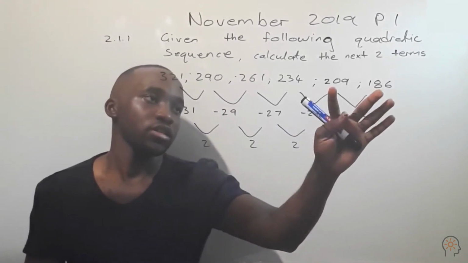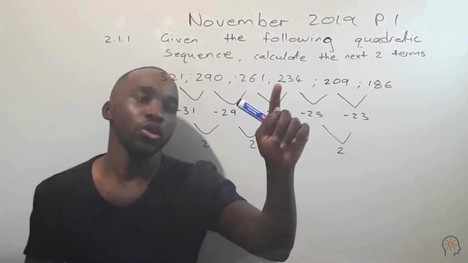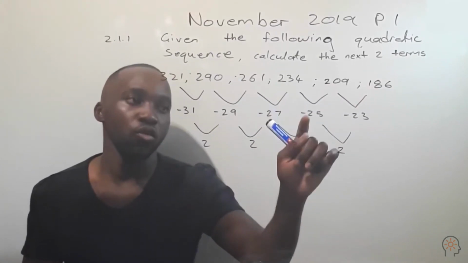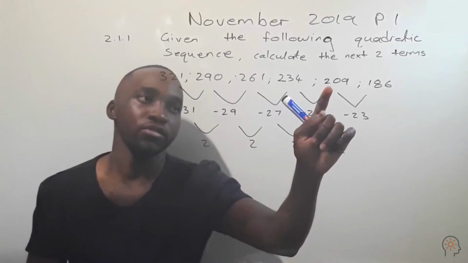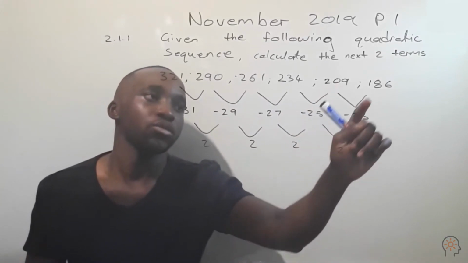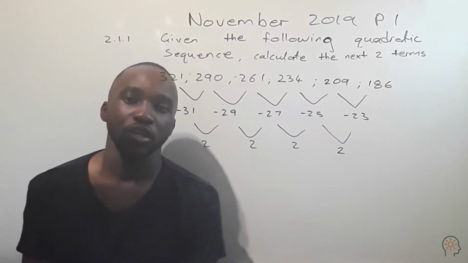So to find these two terms in our sequence, we know it's just 234 minus 25 gives us this value, and then minus 23 gives us 186.